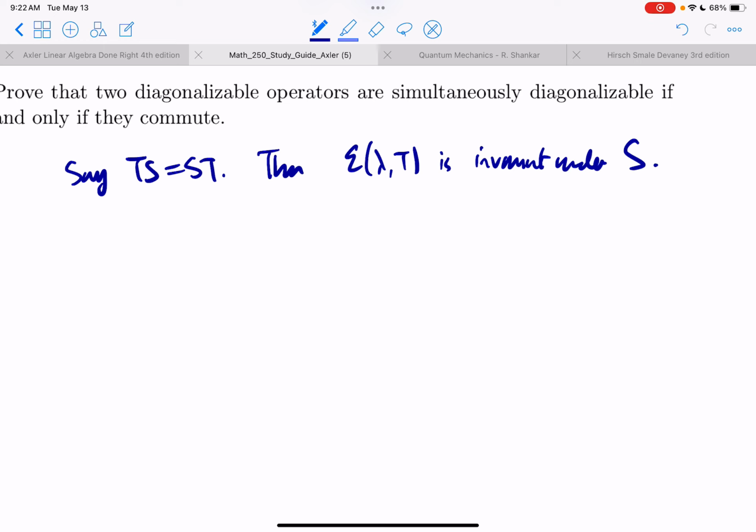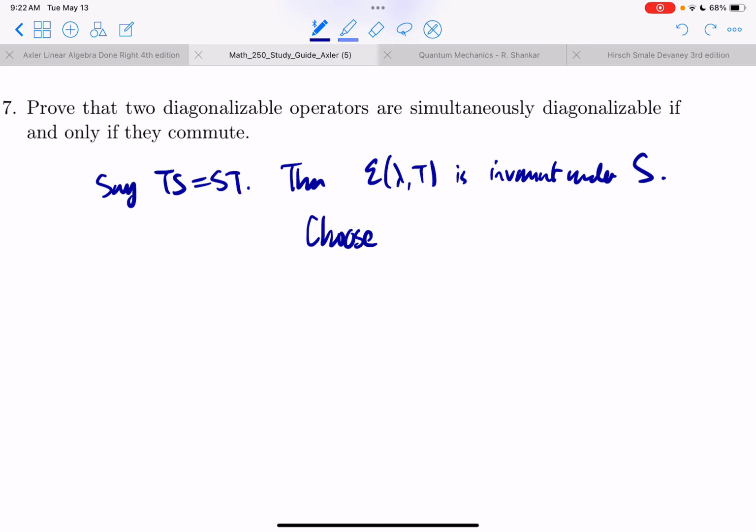Right? So I can choose, and S is diagonalizable. Okay, we're talking about diagonalizable operators here, so it's a sort of a special case of operators. And if they commute, we need to show that they're simultaneously diagonalizable. Just because two operators commute doesn't mean that they're diagonalizable. We're just saying, look, if you have two diagonalizable operators and they commute, then they should be simultaneously diagonalizable. Okay, so the lambda eigenspace is invariant under S.